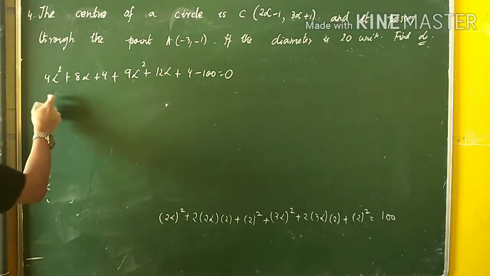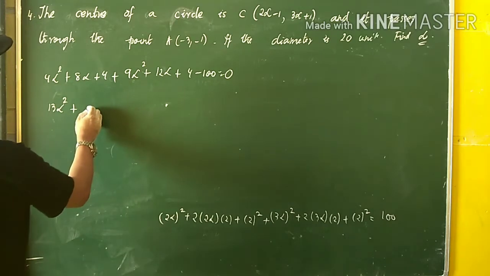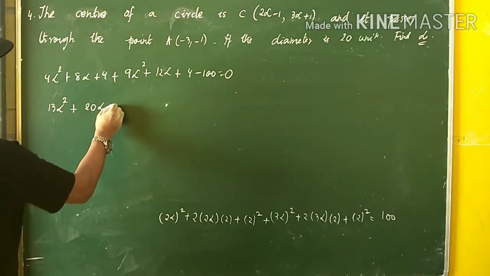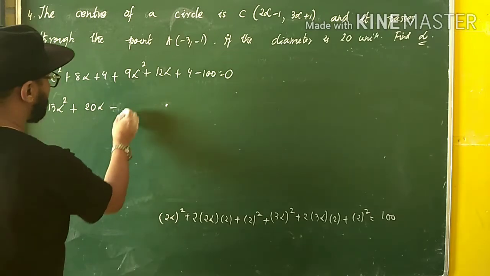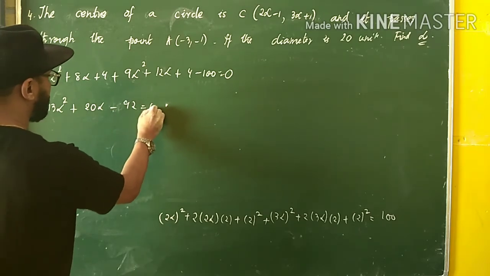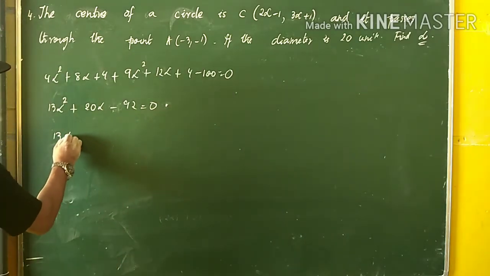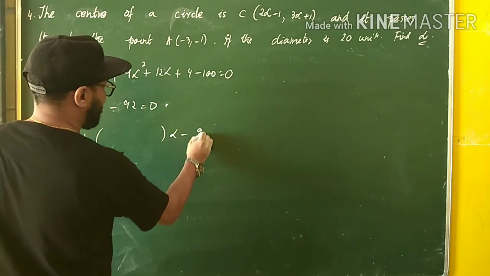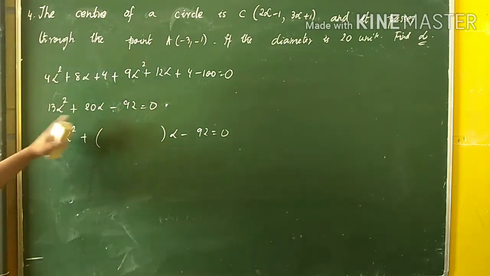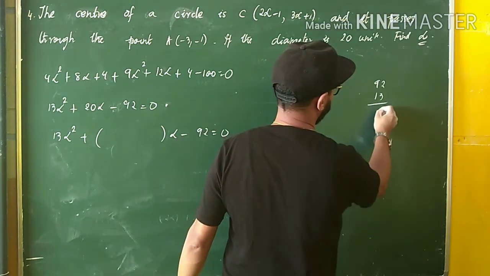So this is 13 alpha square plus 20 alpha plus 4 plus 4 is 8. So 100 minus 8 is minus 92 is equal to 0. Now we have to break the middle term. So 13 alpha square plus 20 alpha minus 92 is equal to 0. So what we do, we'll multiply 92 into 13.